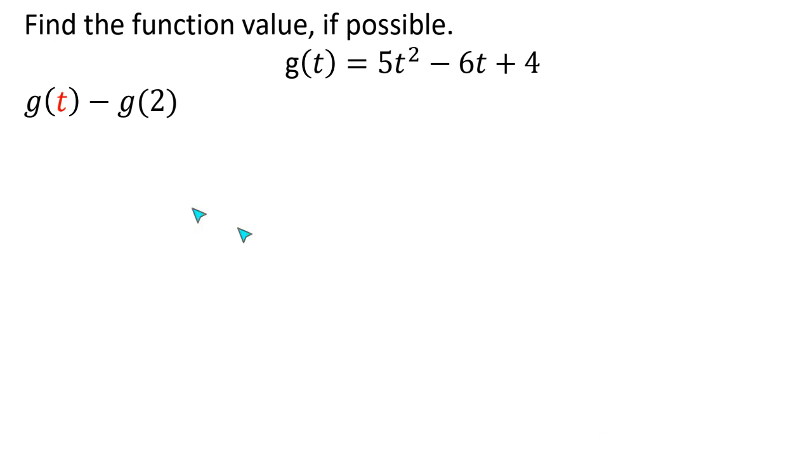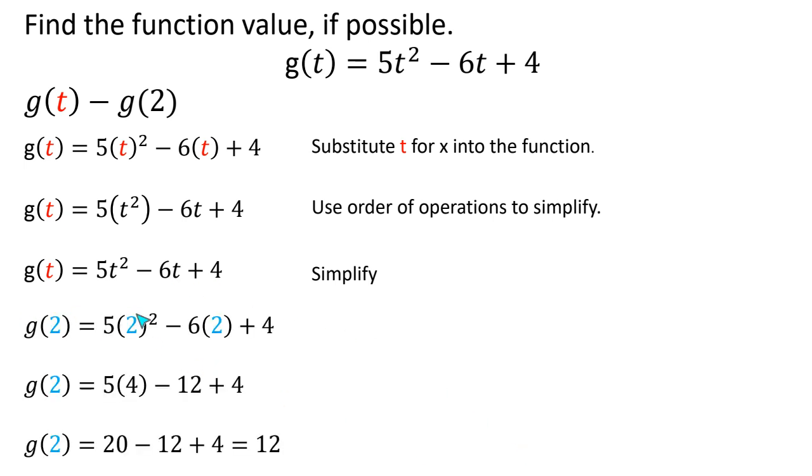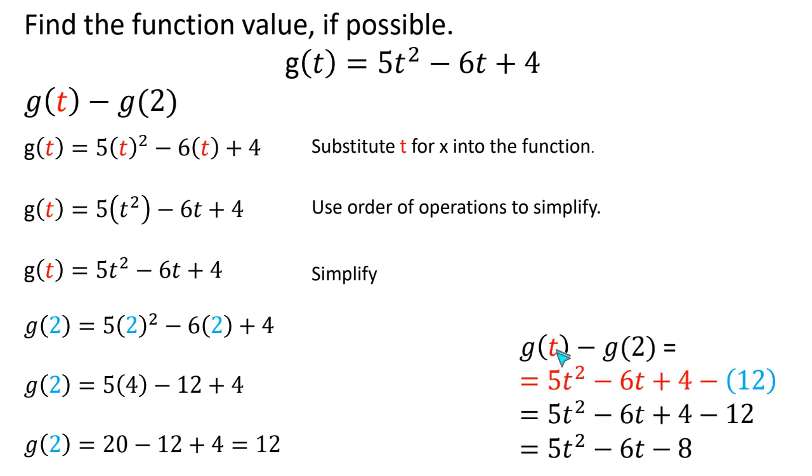Here I have 2's that are separated, right? We're subtracting. So g of t, we figured out earlier, is 5t squared minus 6t plus 4. And g of 2, we plug that in, we get 12. So since we already have our t and we have our 2, now we're going to subtract it. So we have g of t, which is 5t squared minus 6t plus 4, and then g of 2 is 12. Combine your like terms. 4 minus 12 is negative 8, so that would be our answer here.